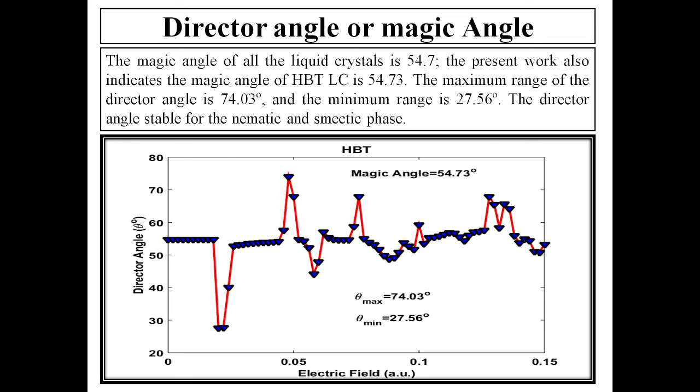Director angle and magic angle. The magic angle for liquid crystal is 54.7. The present work also indicates the magic angle of SBT-LC is 54.73. The maximum range of the director angle is 74.03 and the minimum range is 27.56. The director angle is stable for the nematic and smectic phases.